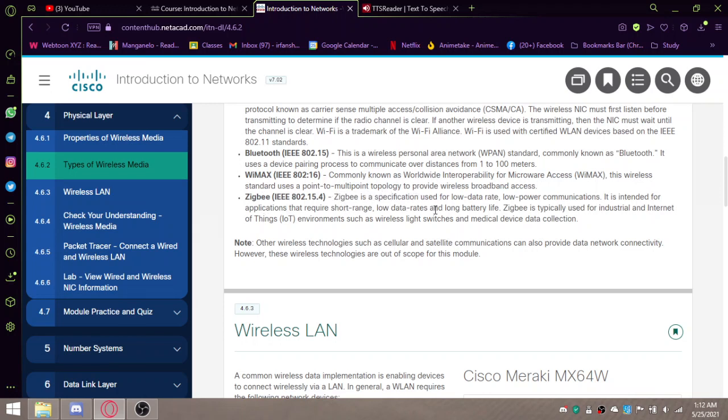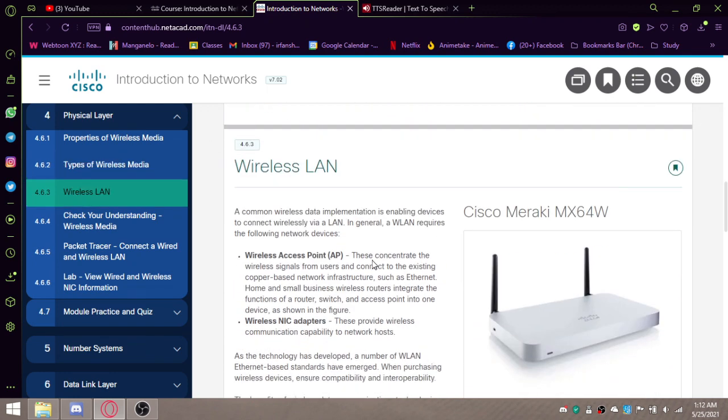Zigbee is a specification used for low data rate, low power communication. It is intended for applications that require short range, low data rates and long battery life. Zigbee is typically used for industrial and Internet of Things or IoT environments such as wireless light switches and medical device data collection. Note, other wireless technologies such as cellular and satellite communication also provide data network connectivity. However, these wireless technologies are out of scope for this module. Oh, lain. Okay.